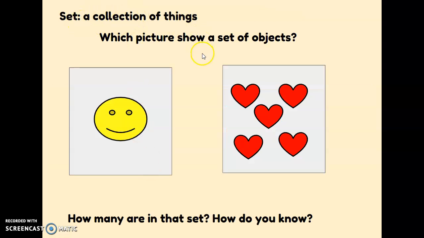So a set is a collection of things. Which picture shows a set of objects? This one, because there's only one object in this picture. This is the set. So I see 5 hearts in this set.